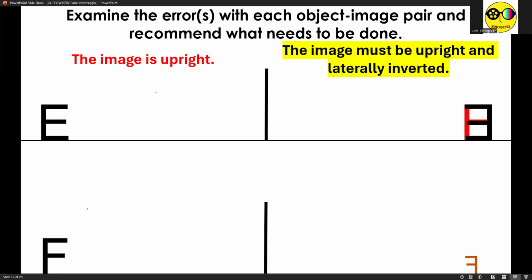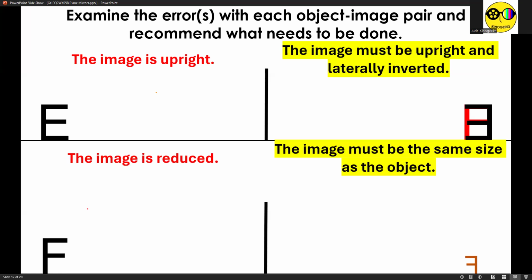Number 4. So our object is letter F, and this one is easy to detect because we expect that our images have the same height as the object. So the image is reduced, and we have to enlarge it to the point that it must be the same size as the object and not bigger than the object. Okay? So that version of letter F.